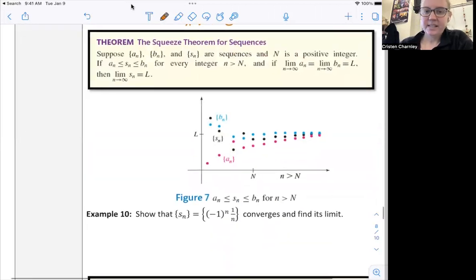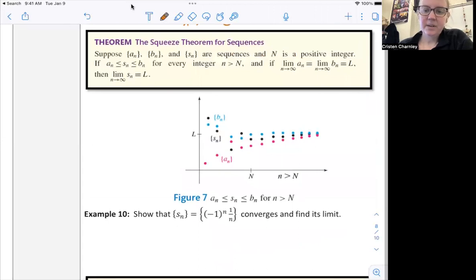Squeeze theorem for sequences. We have a, b, and s, which are all sequences. Capital N is a positive integer. For every integer lowercase n greater than capital N, a sub n is less than or equal to s sub n, which is less than or equal to b sub n. If the limit as n approaches infinity of a sub n is equal to the limit as n approaches infinity of b sub n, and those are both equal to L, then the limit of s sub n must also be equal to L.